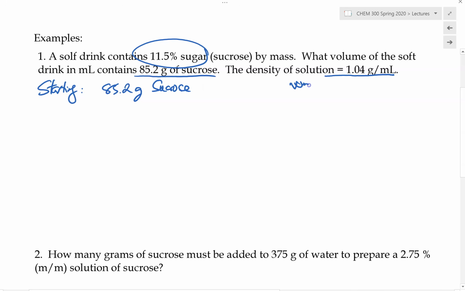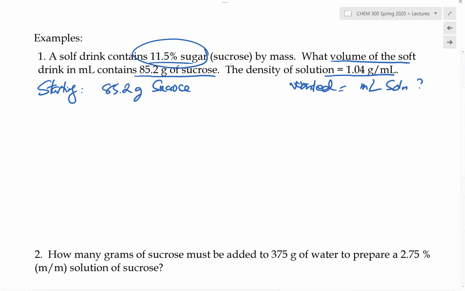And the wanted unit would then be, you say, what volume of the soft drink? So the soft drink is basically the solution. So milliliter of the solution. That is what is being asked for. So basically this question is telling us how much soft drink I need to take out in order for it to have 85.2 grams of sugar in it. And the concentration of the sugar in this drink is 11.5% by mass.